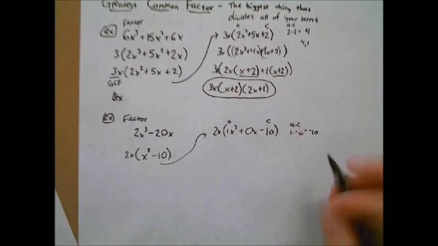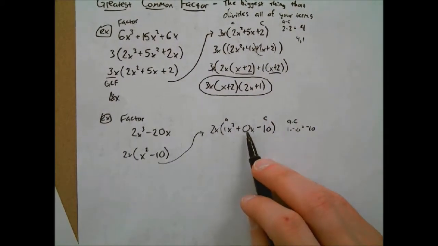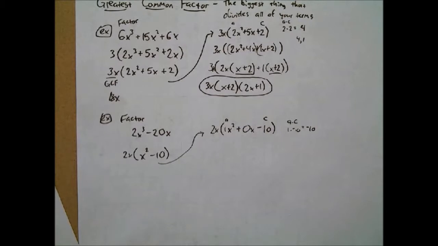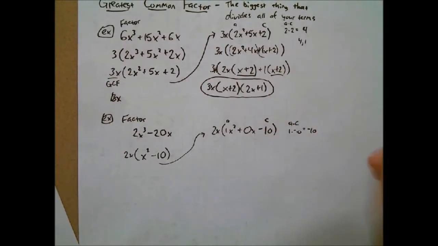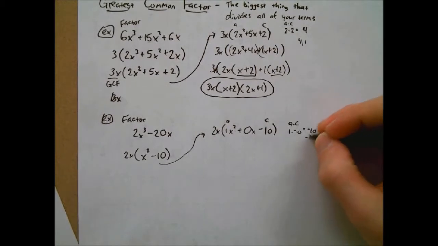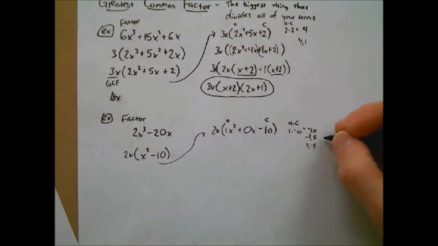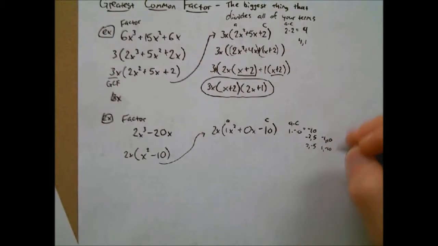Okay, are there two numbers that multiply to make negative 10, but that add to make 0? Well, they would need to add to make 0. So negative 10 times 0 would multiply to make 0, but they don't add to make 0, right? So the answer is no, right? If we try negative 2 and positive 5, that doesn't add to make 0. If you try 2 and negative 5, that does not add to make 0. If you try negative 1 and 10, that does not add to make 0. And if you try 1 and negative 10, that does not add to make 0.